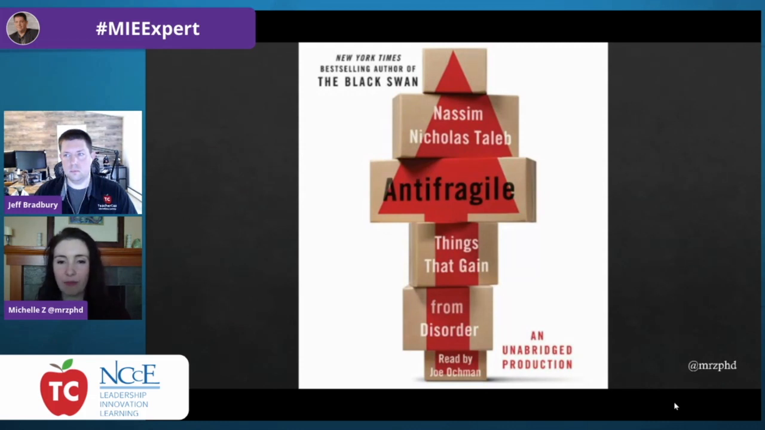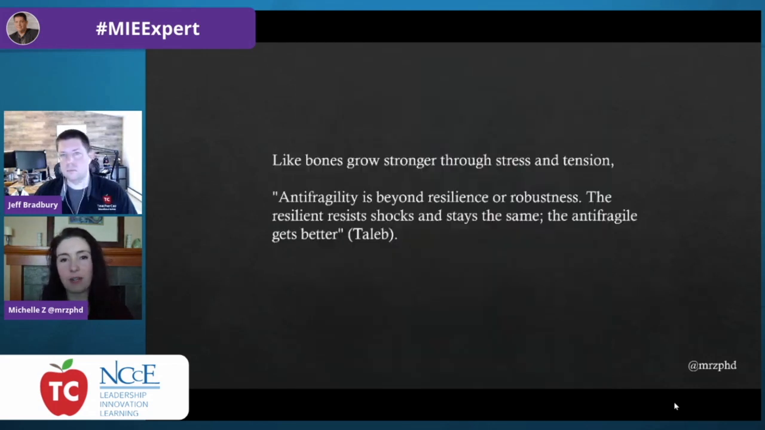talking about how we can gain from chaos and disorder. Instead of being fragile and shattering during those times, what can we do to grow stronger, just like bones grow stronger through stress and tension? This type of resilience goes beyond resilience. It helps us to become stronger and resist those shocks along the way.